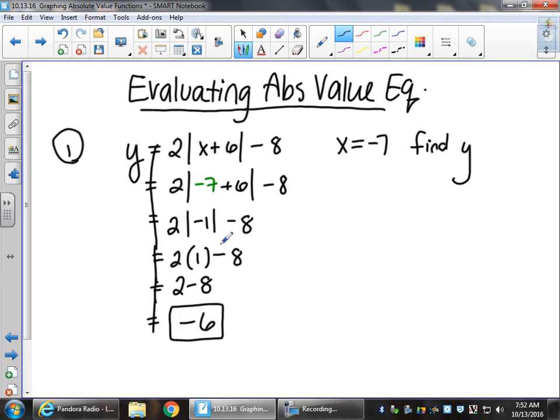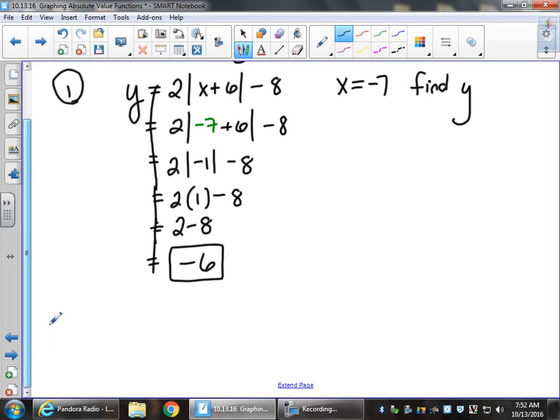So the question was, why do we not move 8 over? It's because we have nothing actually to add it to, and it's not needed since I actually started off with an equation that said y equals. So y is already by itself for me. Do we match? Yes? Any questions on how we got -6? All right, number 2.